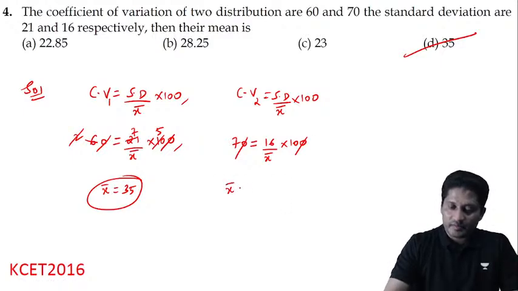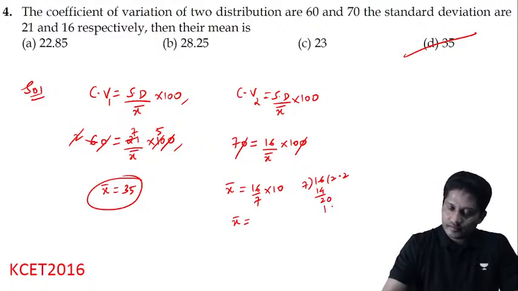I'll write x bar is equal to 16 by 7 into 10. When you divide 16 by 7, 7 2s are 14, then you get the point 0. 7 2s are again 14. Then 7 8s are 56, then 5 7s are 35. Actually it is approximately 2.285 into 10, which is equal to 22.85.